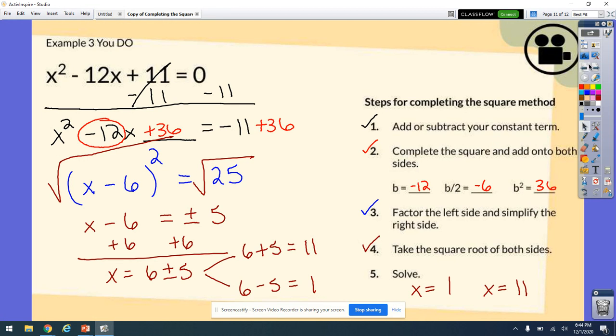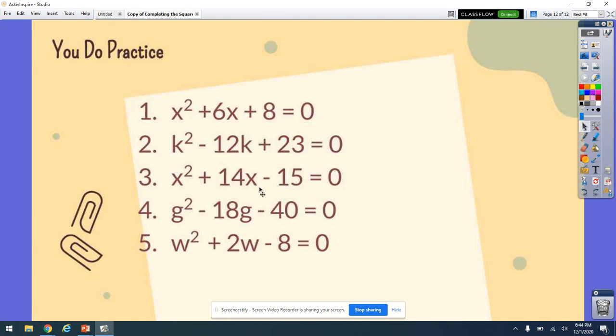Okay, so you have 6 problems. I want you guys to try these out real quick. Some will simplify into those whole numbers and some will be those radicals like our examples. Look back at the examples if you need to. If you have any questions, please email your teachers.